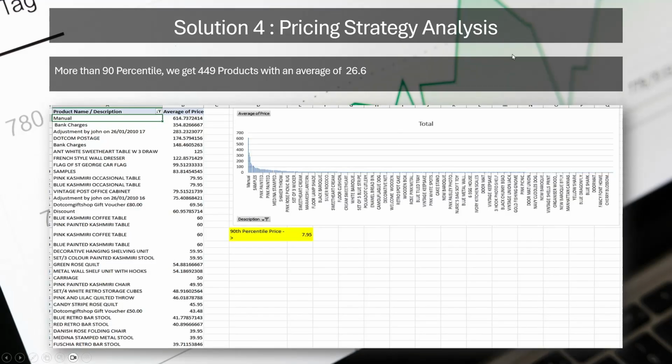Question number 4 was of pricing strategy analysis. For this question, a percentile calculation was done, and it was found that the 90th percentile price was 7.95. Then I made a pivot table to get all the products with their average price, and sorted it in descending order. Here you can see that the average price of manual was the highest, and these are the products with prices above the 90th percentile. We get 449 products with an average price of 26.6 which were above the 90th percentile.